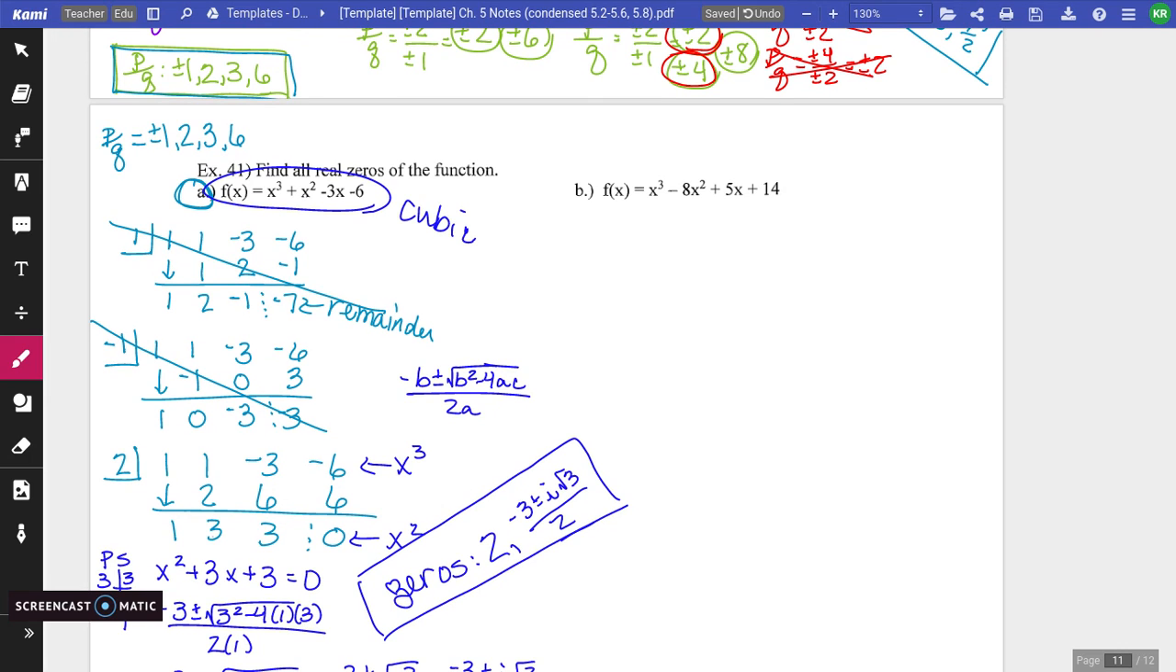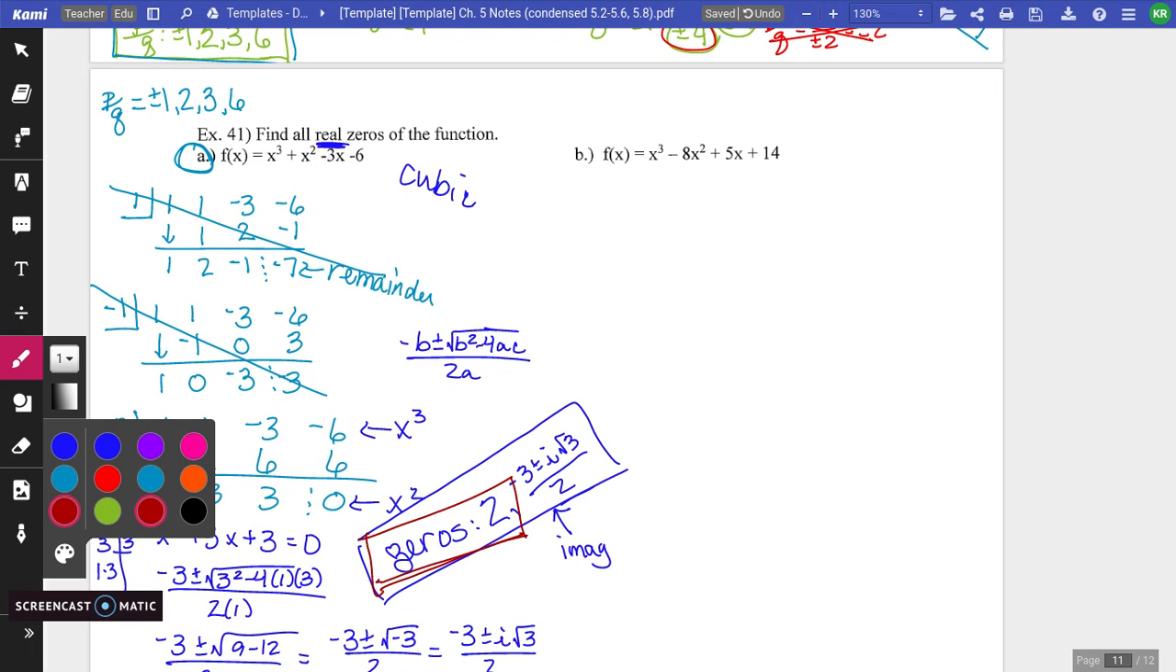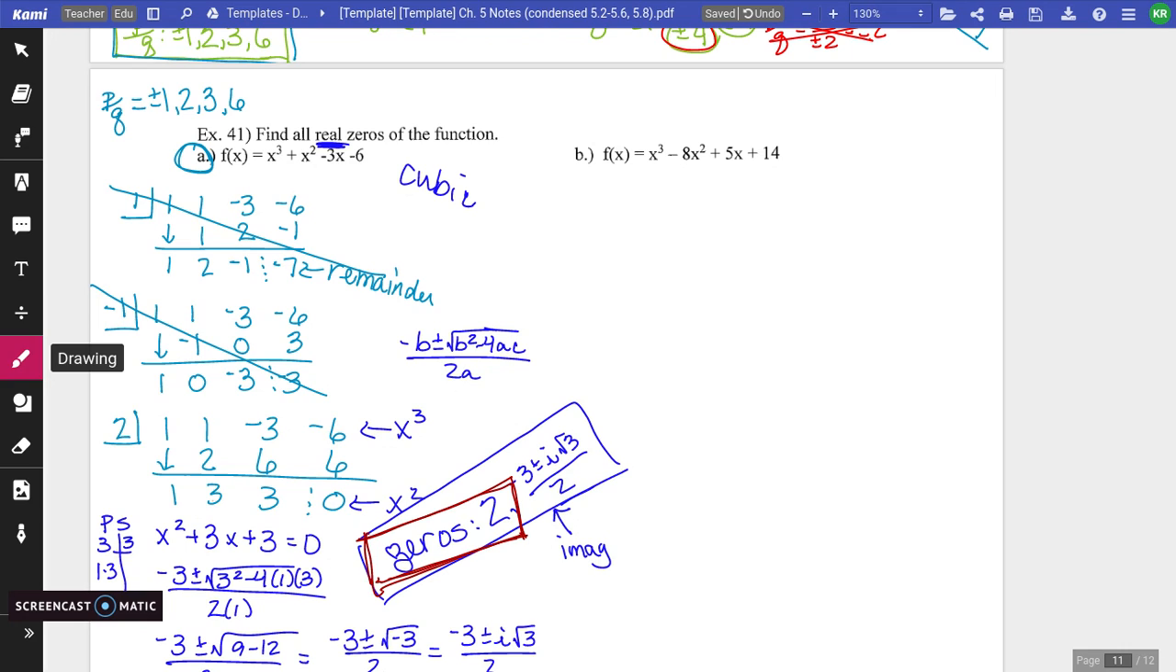However, if you go back here and notice the directions, this says find all real zeros. Okay, real zeros. Well, these are imaginary. So if we only want all real zeros, then the only one we would list would be this one right here. But if it was all zeros, then you would include your two imaginary solutions also. Okay, all right, let's look at B.